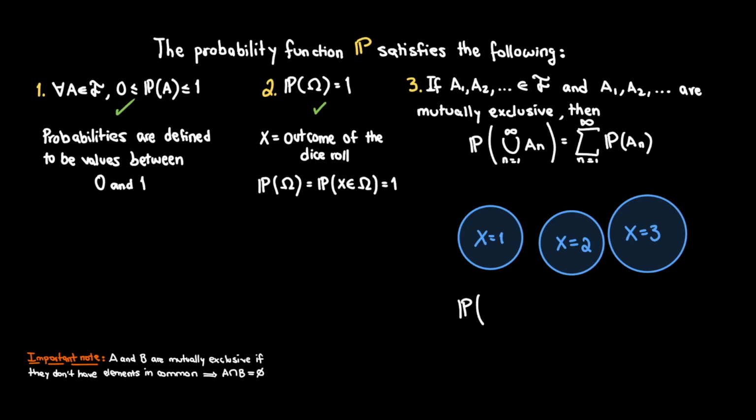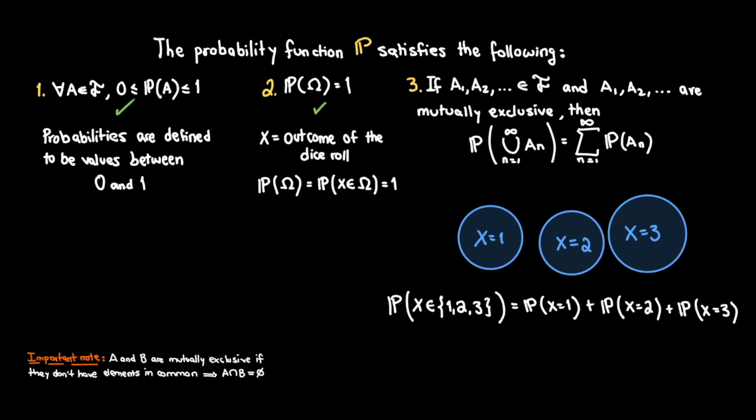Think about rolling a number 1, 2, or 3. If we consider each event separately, their probabilities add up to 1/2, which is expected since 1, 2, and 3 represent half of all possible outcomes. This results in the third and last condition for our probability function.